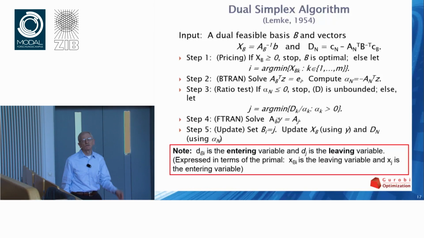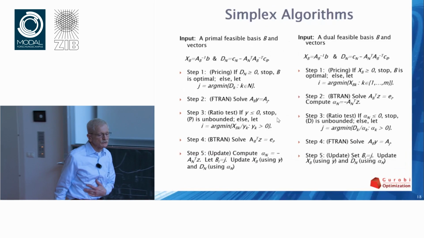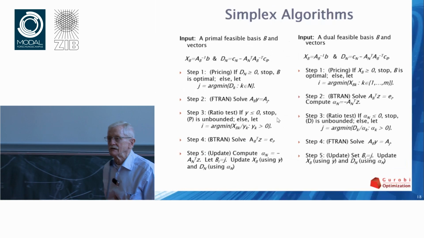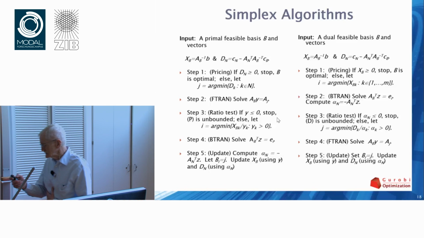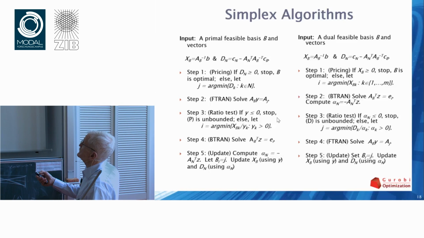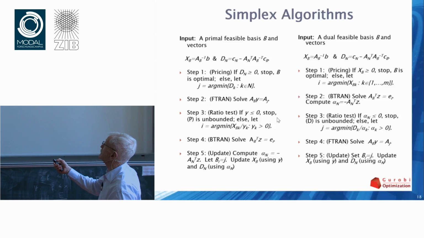Okay, so here are the two algorithms next to each other, and part of the point of doing this is to show you that they're really incredibly similar algorithms. They both have exactly the same input, except feasibility is different. In the primal, feasibility is on the x.